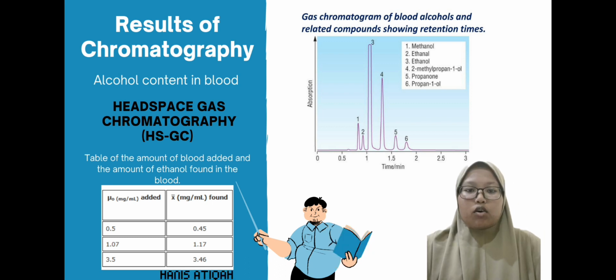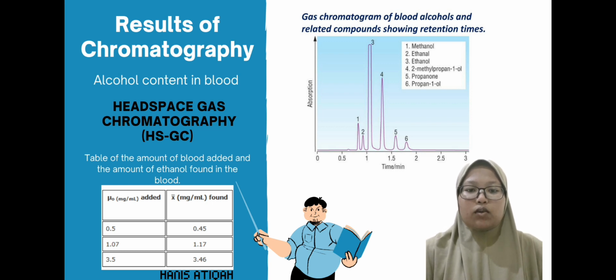One of the common compounds in the blood of a deceased person is alcohol. Alcohol content in blood can be found by using headspace gas chromatography. The table shows the amount of blood added and the amount of ethanol found in the body. The graph shows that ethanol has the highest value in the blood of a deceased person depending on the retention time.